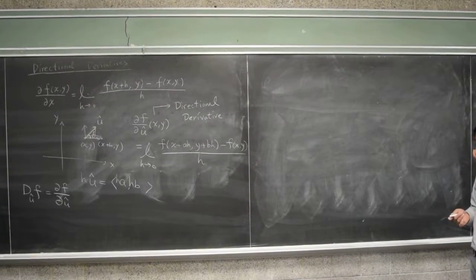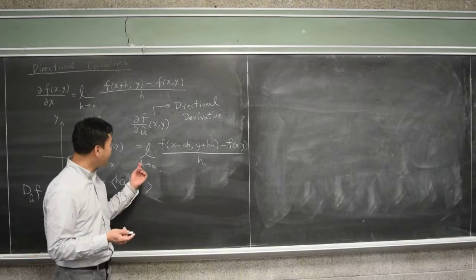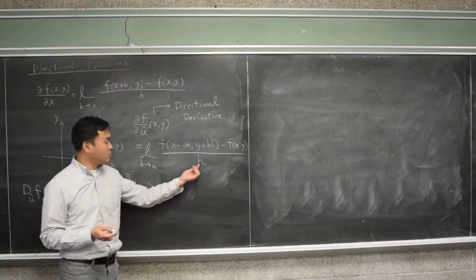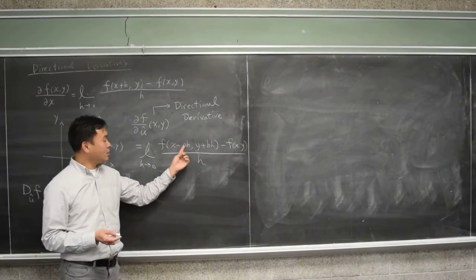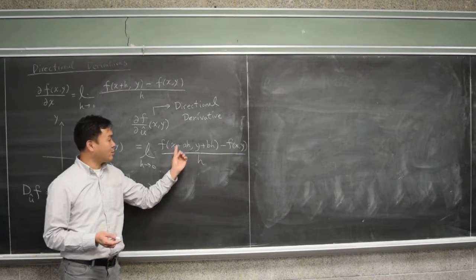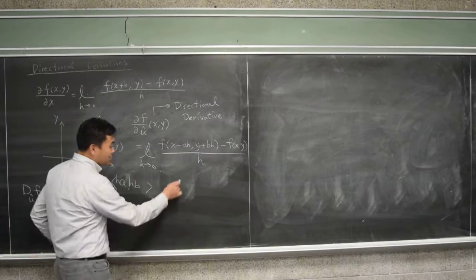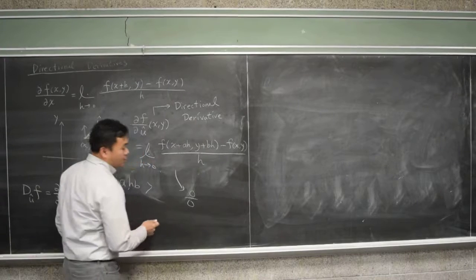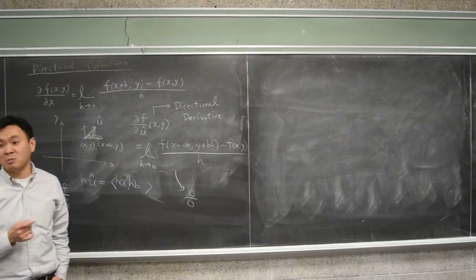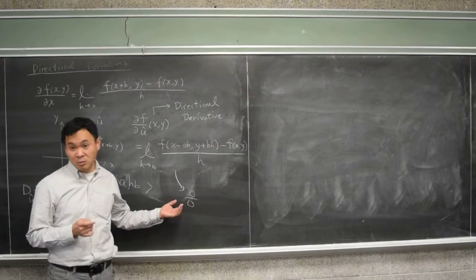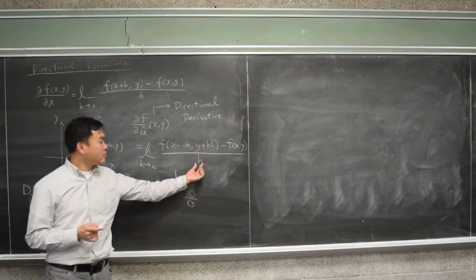So what we need is to first verify that this is a 0 over 0 type limit when h is taken to be 0. If you plug in 0 into the denominator, you get 0. If you plug in h equal to 0 on top, what do you get? You get 0 here, 0 there, so you have f of x comma y minus f of x comma y. What's that? That's 0, right? So this is a 0 over 0 type indeterminate. Therefore, you're allowed to use L'Hopital's rule. You know that L'Hopital's rule can only be applied when you have 0 over 0 type or infinity over infinity type. So let's differentiate.